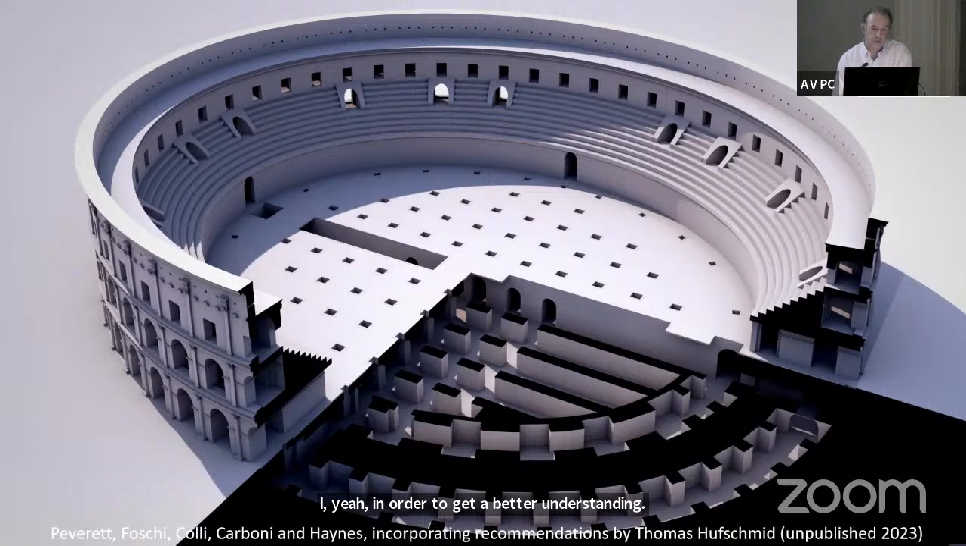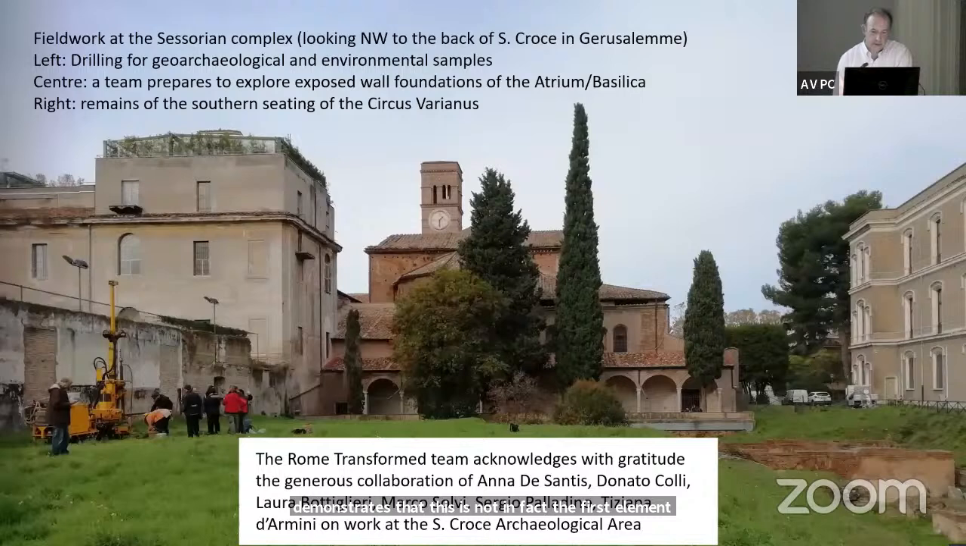Now, I start with this building, but our most recent work demonstrates that this is not, in fact, the first element in the new Severan palatial complex. Other elements preceded that. And to better understand that, we have to come to the other side of that basilica entrance that I showed you a moment ago, and look at the back of the basilica, because here we can see traces of a number of very distinctive features.